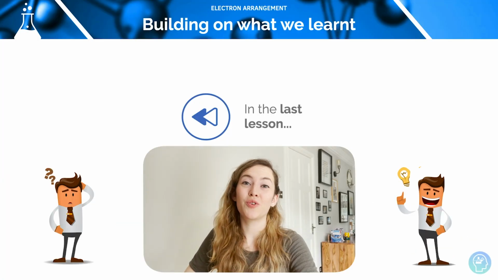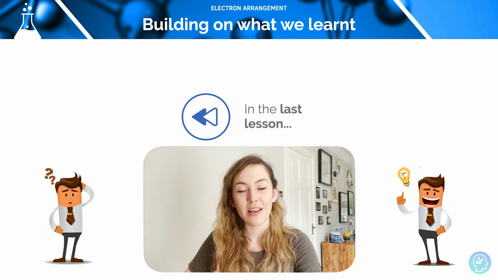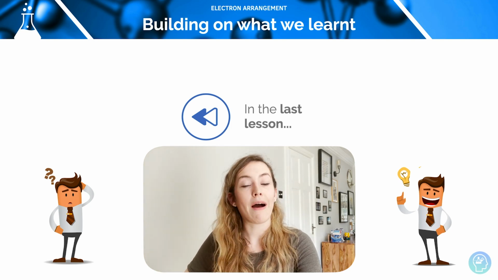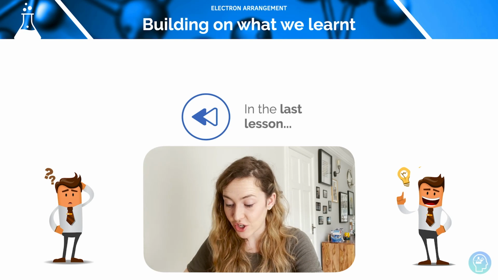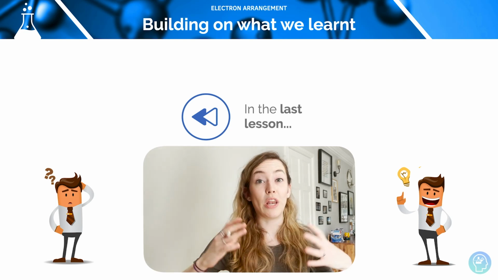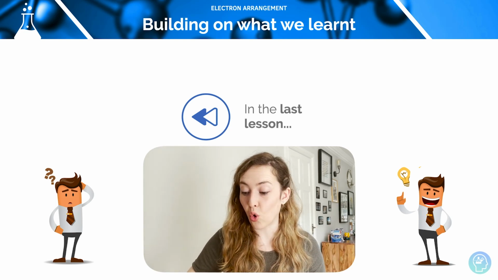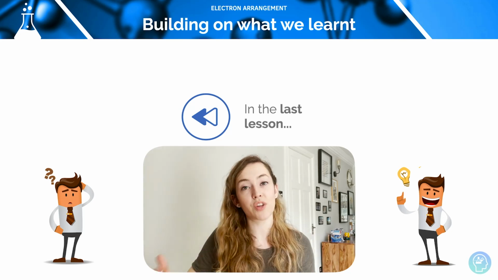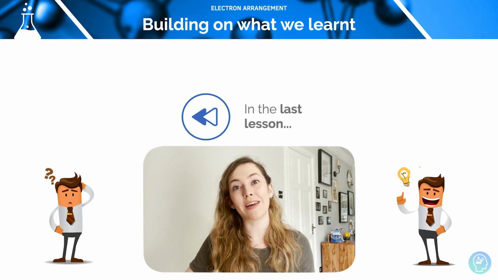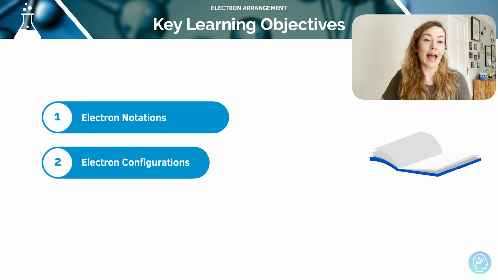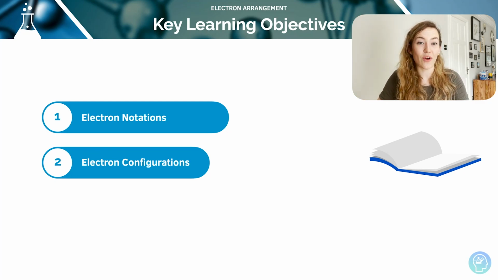Hi and welcome to this tutorial on electron arrangement. In the previous tutorial, we had learned about how electrons are arranged at different energy levels around the nucleus, and we learned about their shells and their subshells and orbitals and the differences between those terms. So we're going to look in even more detail. In this tutorial, we're going to have a look at electron notation and electron configurations too.